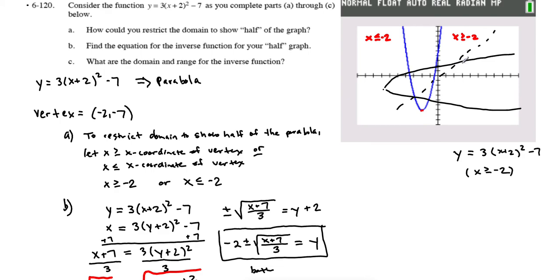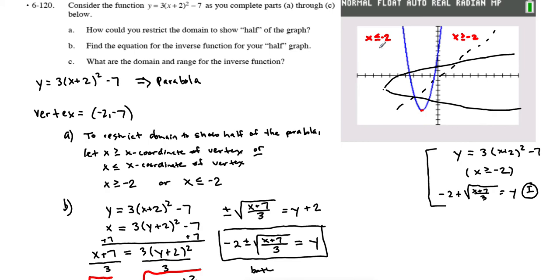So remember, the positive one is going to end up being this one. That actually probably should have intersected here, my mistake, but this positive one on top will be the one here, because these are the ones that are closer to that line of symmetry, and the other one here would be the one that's farther away from it. So in this case, if we said negative 2 plus the square root of (x plus 7) over 3 equals y, that is the equation for this one. So this is the inverse for the one with this domain.